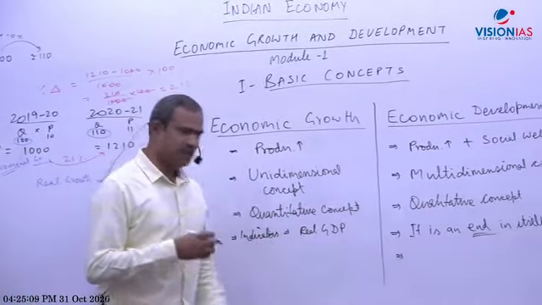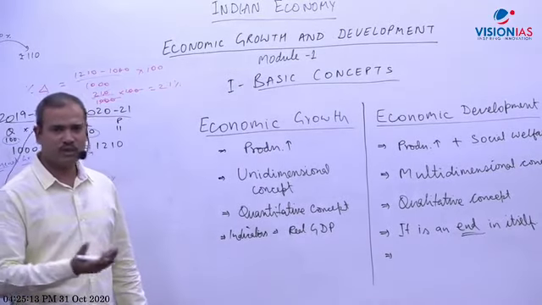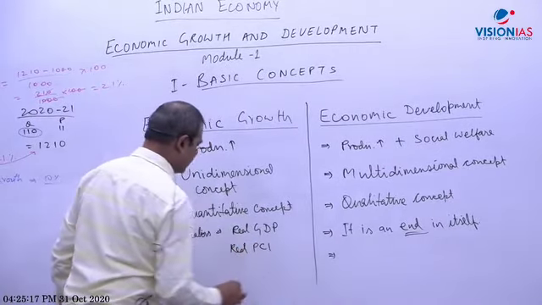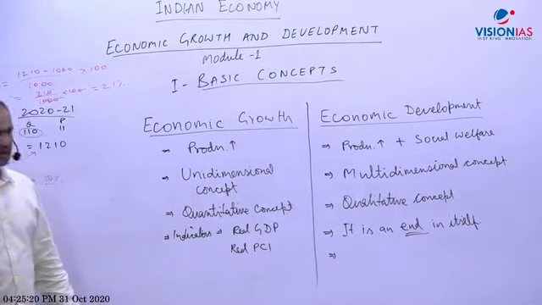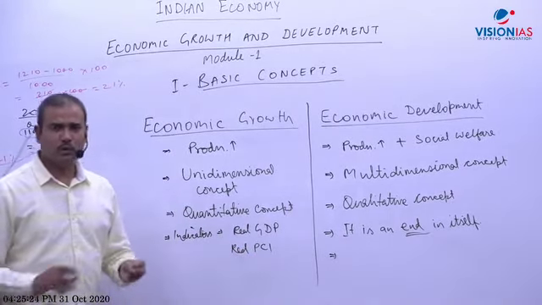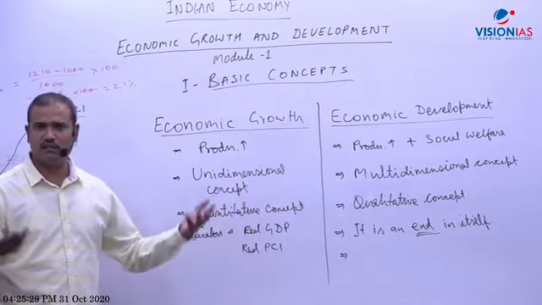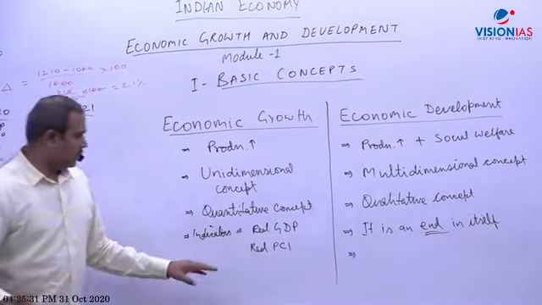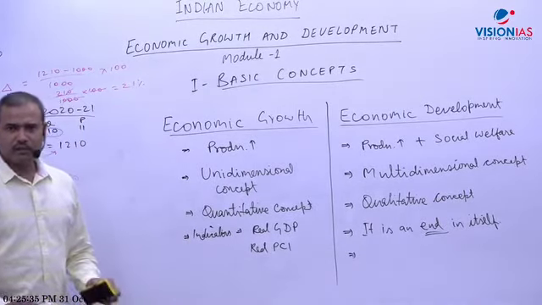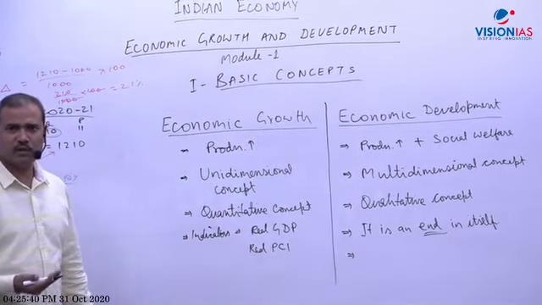So in growth, we always use the word real, or per capita income may be used, or real per capita income. In short, PCI, per capita income, simply national income upon population. So when GDP increases, income will also increase, average income will also increase. So the indicator is real GDP or real per capita income, but which is more commonly used? Practically, GDP is more commonly used.